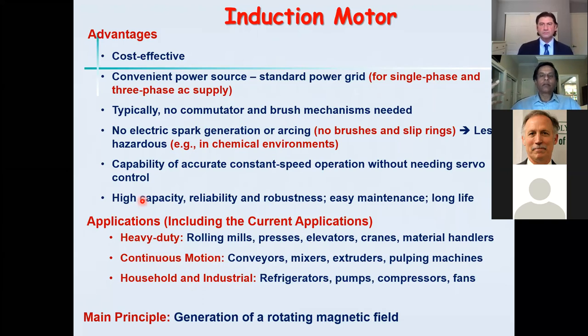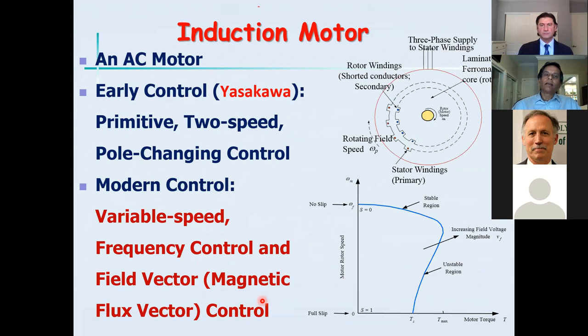They are robust and relatively easy to maintain and so on. So they last long. So those are the advantages. And so they are being used and have been used in these industries, for example. Now, some of these are relatively more recent. Remember, the company started producing these in early 1900s. So at that time, they were basically using two-speed pole changing control.